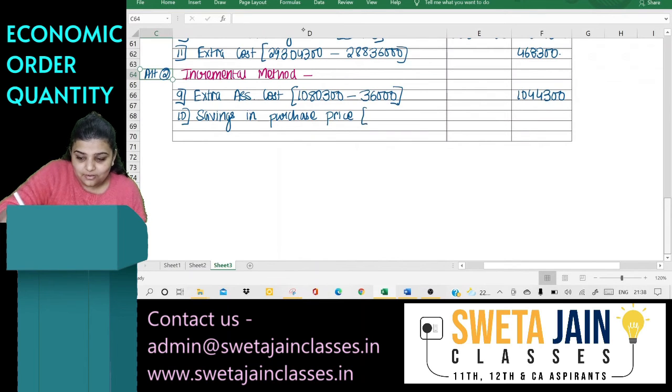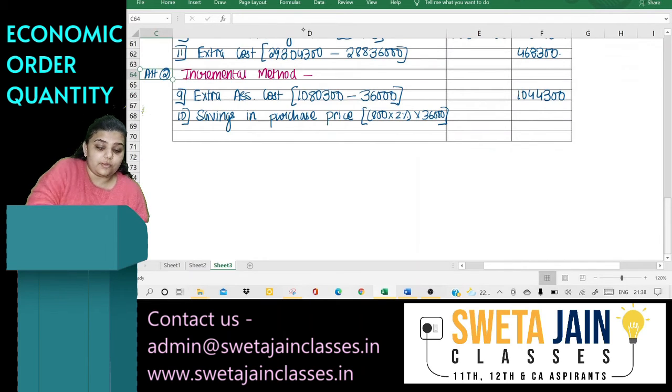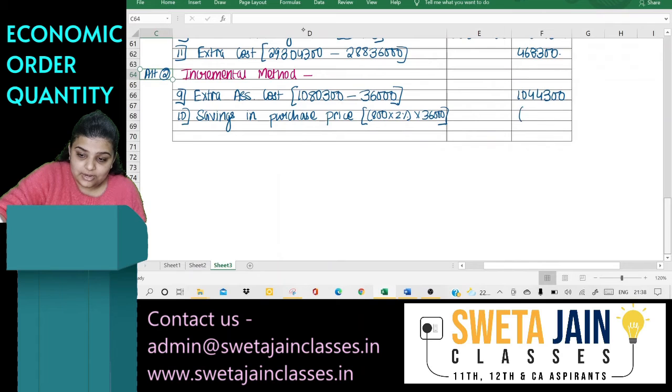How much is the saving? 800 into 2%, that is the discount per unit, into 36,000. So that would be 800 into 2%, 16 into 36,000, that comes to 5,76,000. This is the saving. This is the extra cost. This is the savings.